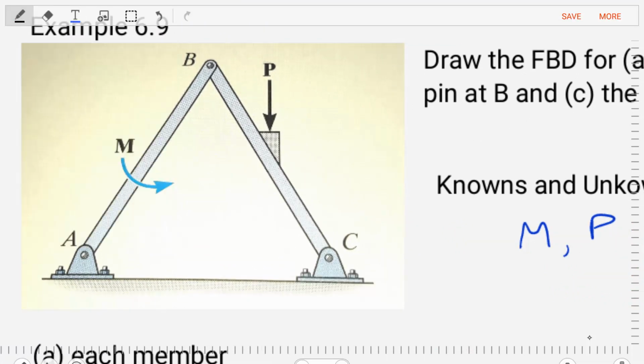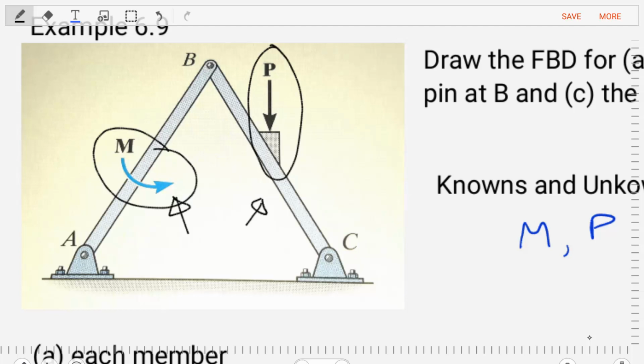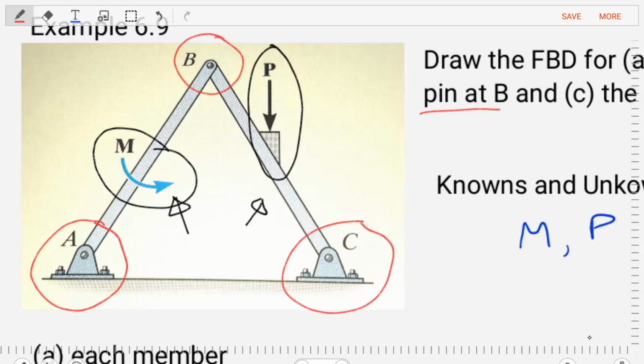This is a fairly simple frame. It consists of two members, a member AB and a member BC. Each of these members has external loading applied to it. Member AB has a coupled moment, and member BC has a concentrated force. These members are pin connected to each other at point B, and that's one of the points that we're going to need to analyze. The members are also pin connected to the ground at points A and C, respectively.